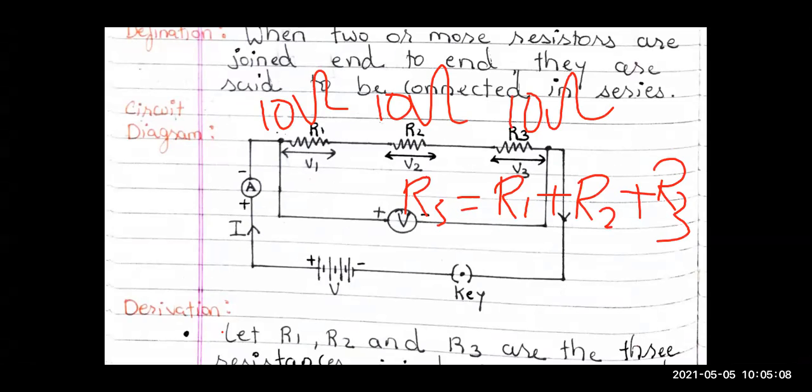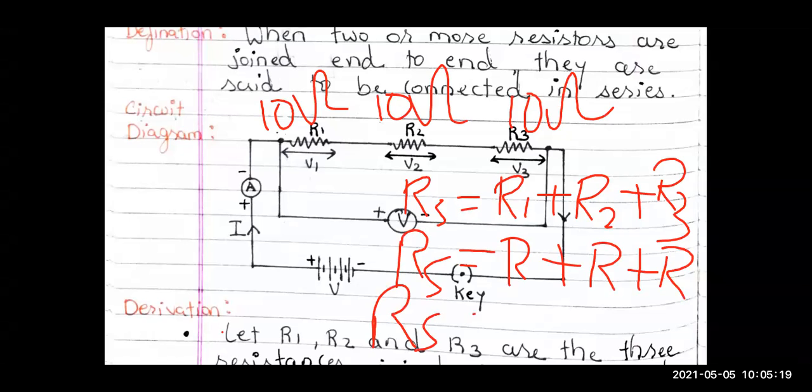Now here, all R1, R2, R3 are equal. So can I write, instead of R1, R2, R3, R plus R plus R? So RS is equal to 3R. Here we had connected three resistors of equal value, that is 10 ohm, in series. So the resultant resistance was 3R.